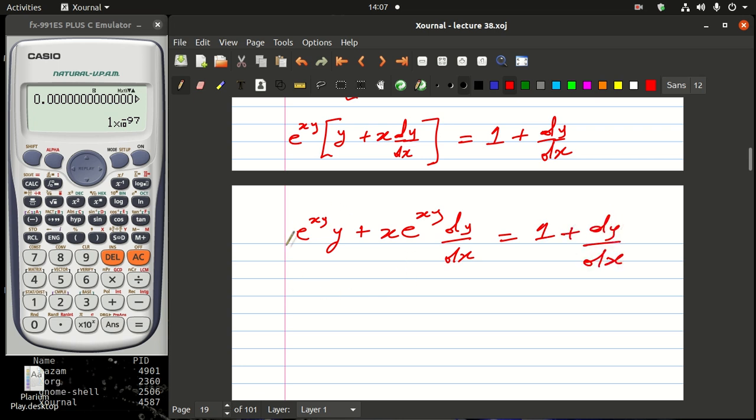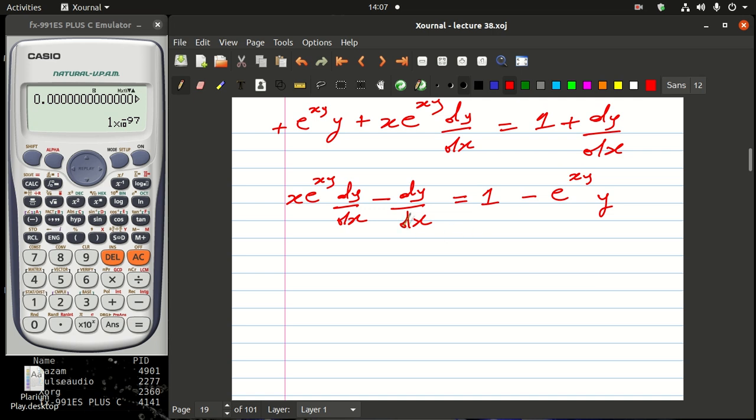Of course, now I'm going to take this whole thing to the other side, and because it's positive this side, that side is going to be negative, and I'm going to take this whole thing, because it's positive this side, it is going to be negative on the other side. So if this one goes to the other side, I'll be left with x e raised to xy times dy dx, and then I'm taking this to this side, so it was positive, so it's going to be negative dy dx is equal to 1. This was positive, so on that side it's going to be negative e raised to xy, and then I have a y there.